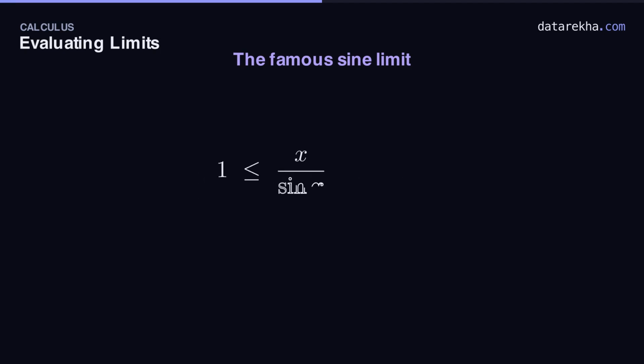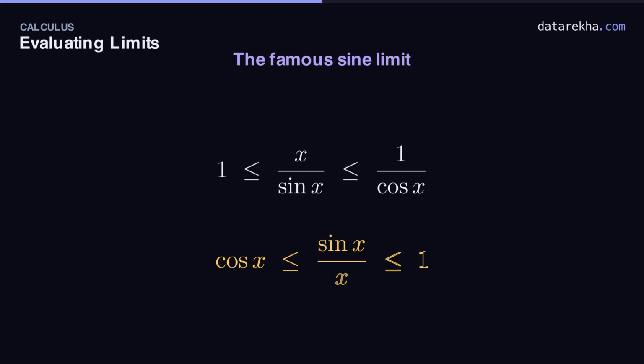Now divide the whole chain by sin x, which is positive for small x. The middle becomes x over sin x, and tan x over sin x is 1 over cosine x. Flip everything over, which reverses the inequalities, and we've boxed sin x over x snugly between cosine x and 1.